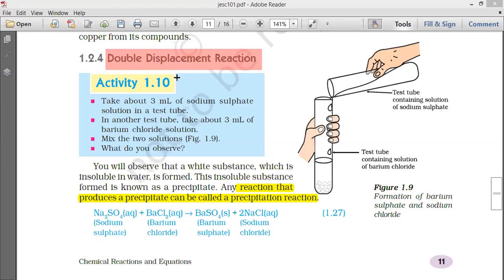Double displacement means both the elements in a reactant are involved and exchange their ions. I will explain this. Here we can see formation of barium sulfate. Here barium sulfate and sodium chloride. Now how these are formed?